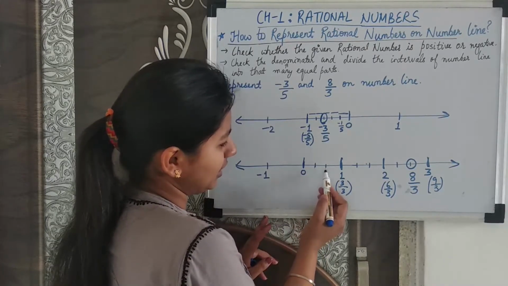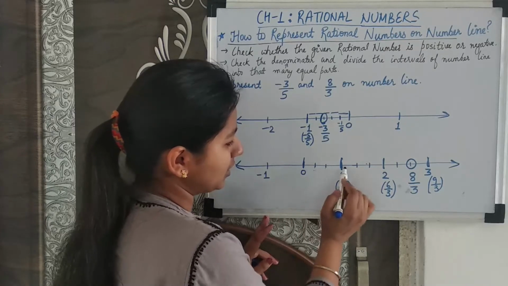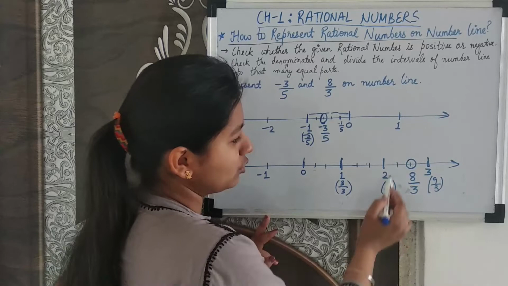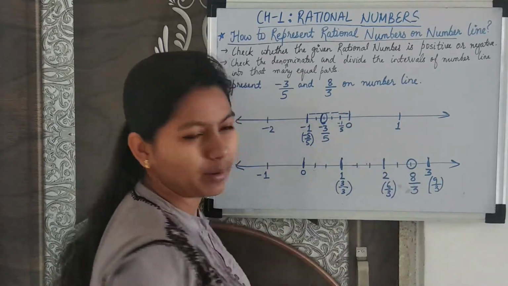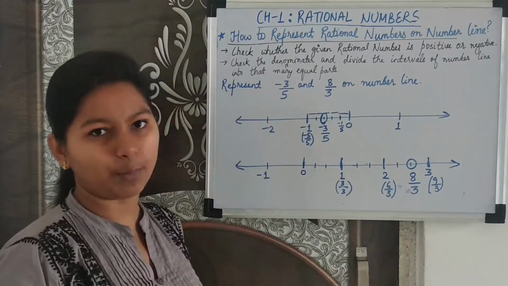This will be 1 by 3, 2. From these 3 parts, this is only one part. So 1 by 3, 2 by 3, 3 by 3, 4 by 3, 5 by 3, 6 by 3 is again 2, 7 by 3, 8 by 3. This was the number which we have to represent, 8 by 3. And 8 by 3 is also an improper fraction.